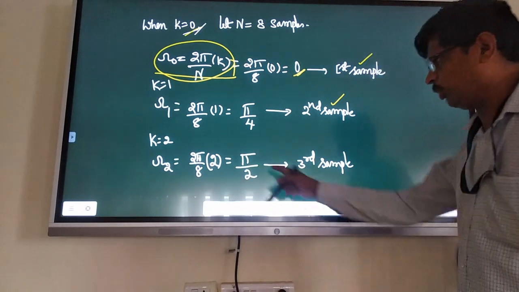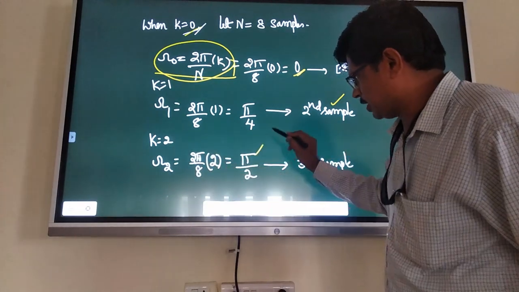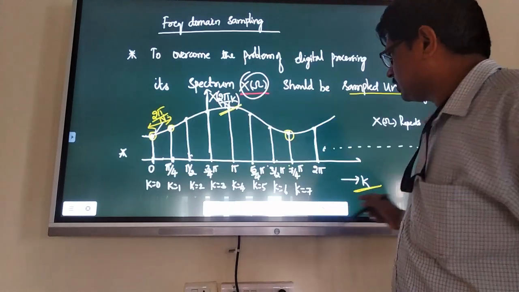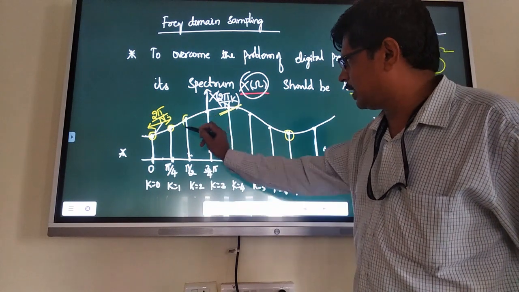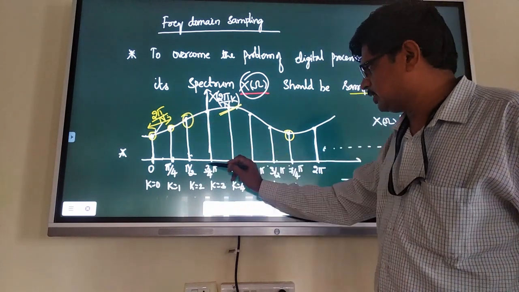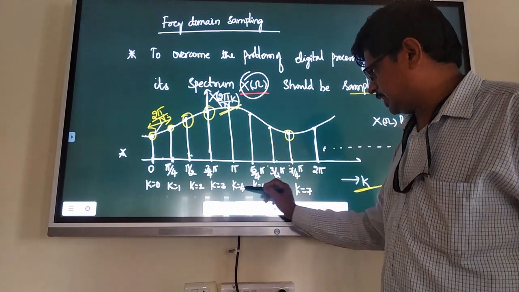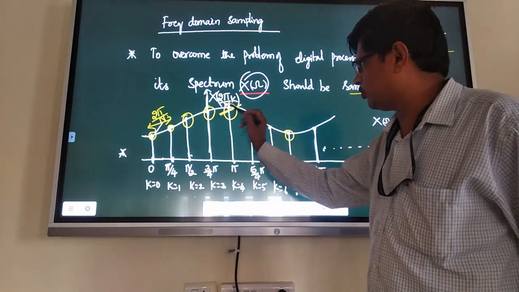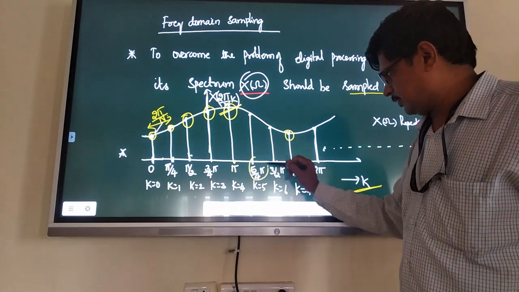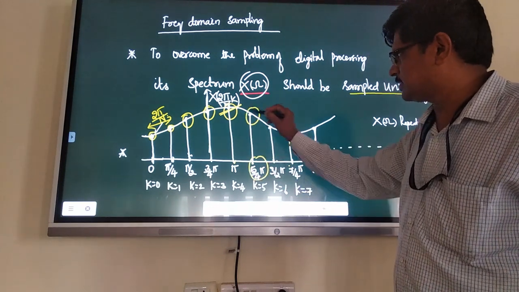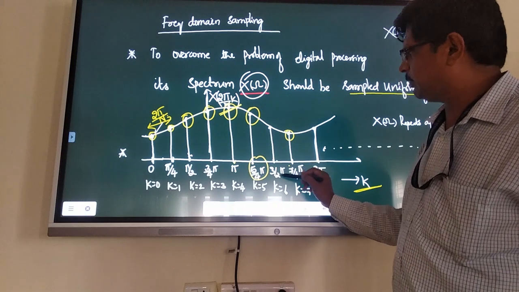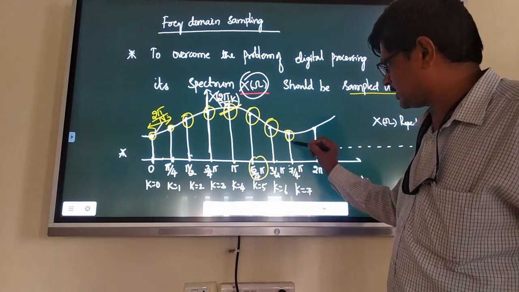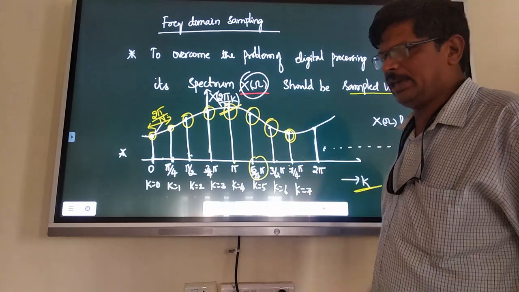Similarly, k is 2, omega 2 frequency is pi by 2, third sample. K3, 3 pi by 4, fourth sample. K4, pi frequency, fifth sample. Then K5, 5 pi by 4, and then 6th sample. K is equal to 6, 3 by 2 pi, 7th sample. Then the last sample, k is equal to 7, 8th sample, you get frequency 7 pi by 4, 8th sample.